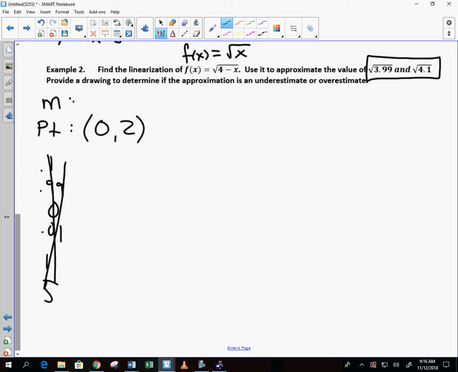Take the derivative. How do I do the derivative of that? Chain rule, super awesome. Square root of u, 4 minus x, derivative of 4 minus x is -1, derivative of root u. So I get -1 over 2 roots of 4 minus x. What do I do with that? Plug in what? 0. 4 minus 0, square root of 4 times 2, -1 over 4.